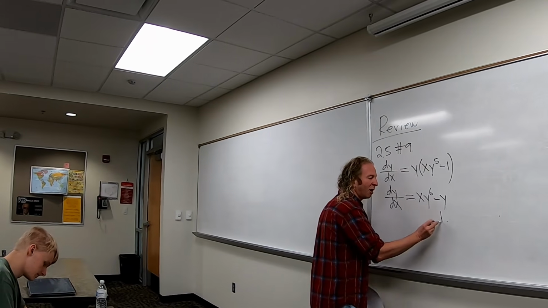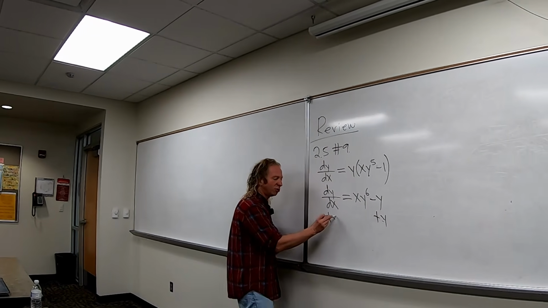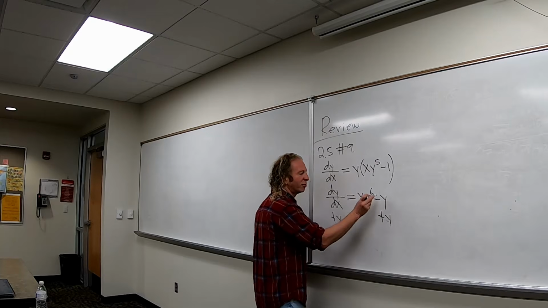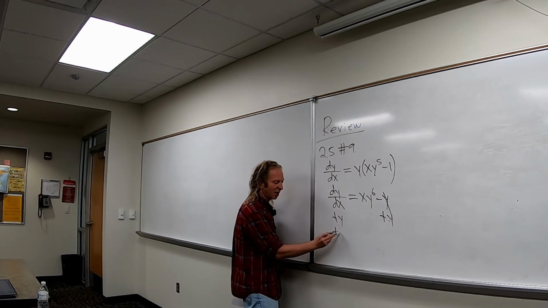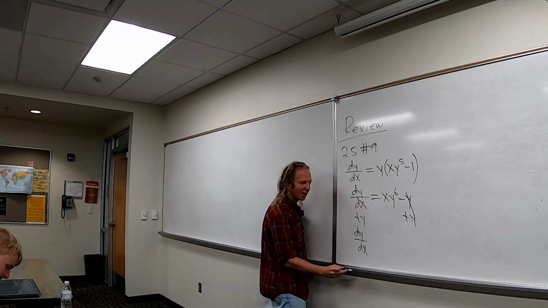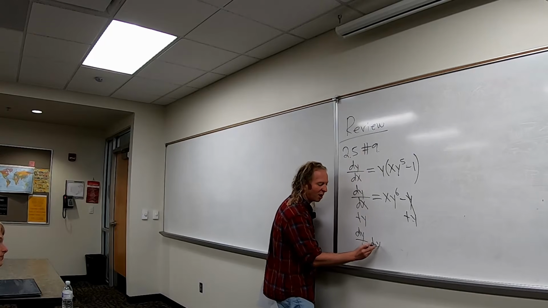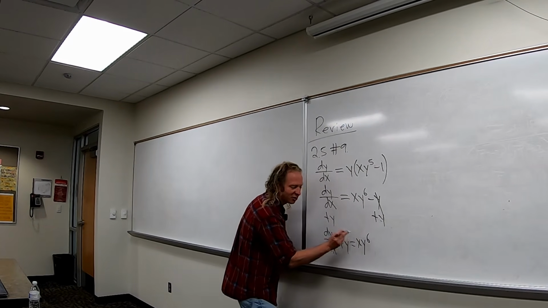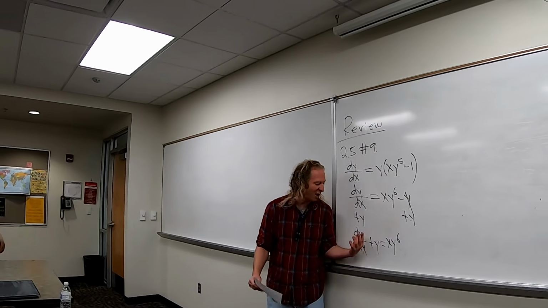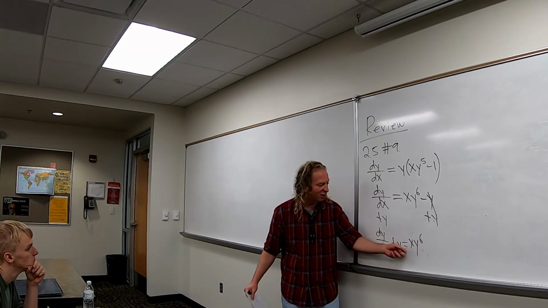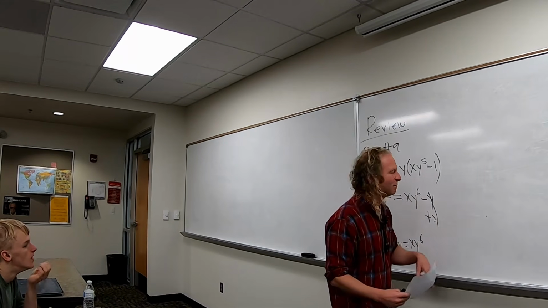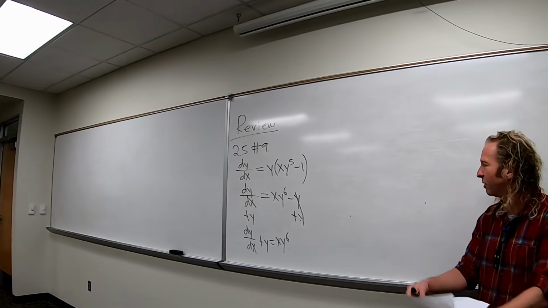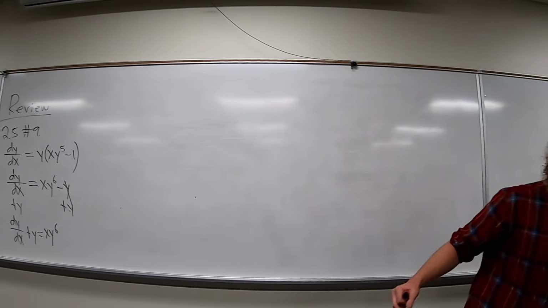On the exam, look for this. You should have a Bernoulli, right? So this is going to be dy dx plus y equals x y to the 6. So now it's in the standard form, right? So we have dy dx plus y equals x y to the 6. It looks kind of funky to me, but that's what's in my notes.